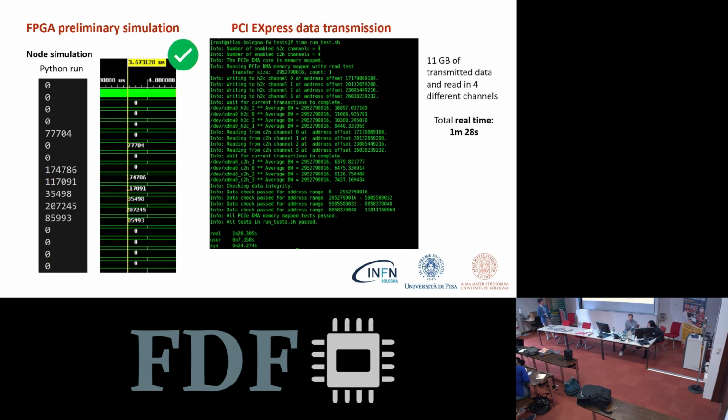Now, we also performed a simulation just to check whether the math that we implemented in HDL was correct. And in fact, it is. You can see the results of the block of 16 nodes in Python on the left, and then the same nodes in VHDL, and the results are actually the same. And also, we performed a simulation for the PCI Express transmission, taking 1 minute and 28 seconds.